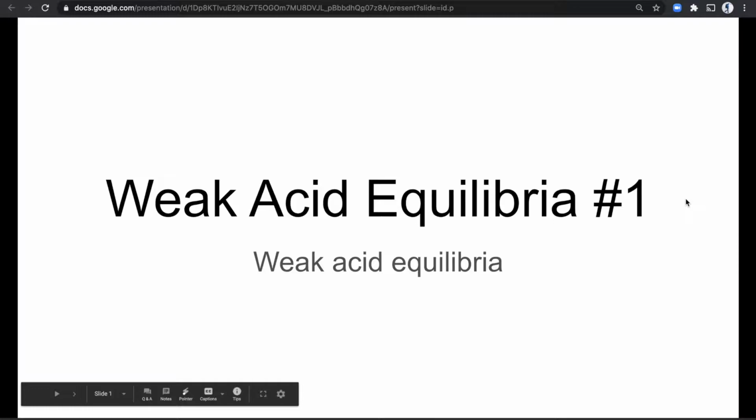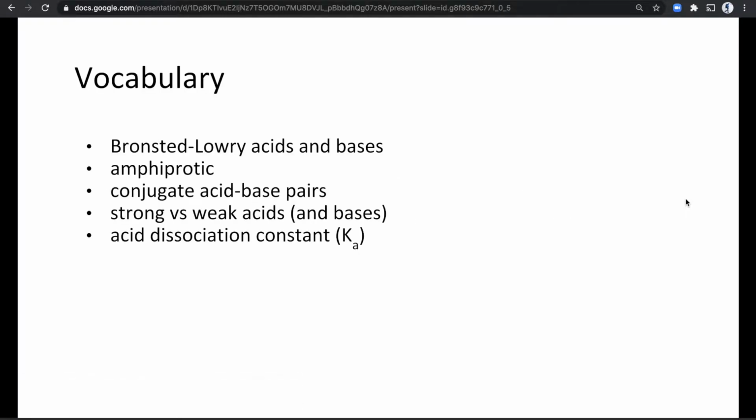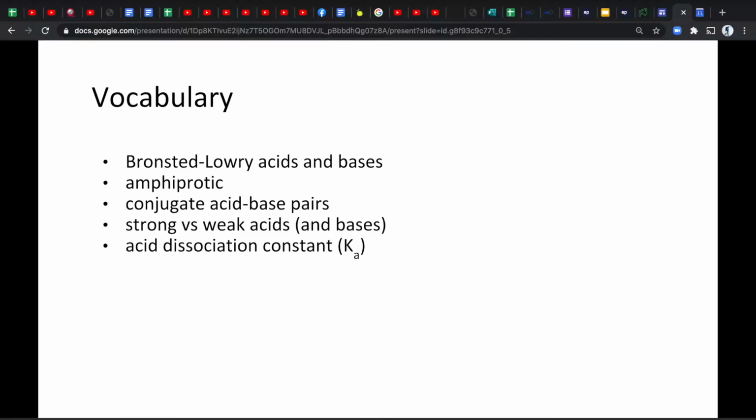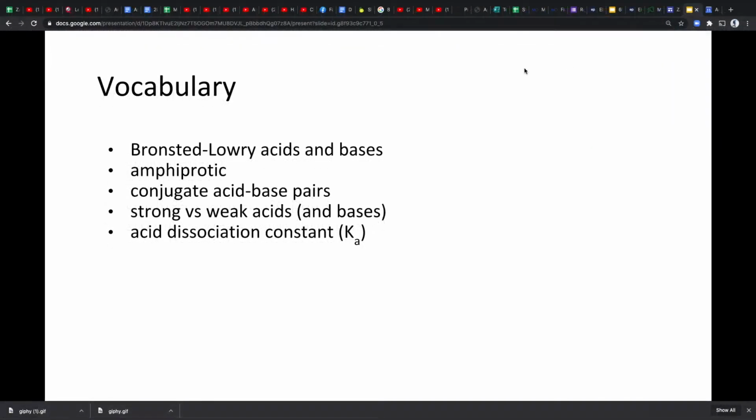Weak acids. There's some vocabulary we need to know. You might have recalled that I mentioned maybe at level 2 something called Bronsted-Lowry. The names aren't as important. So now that it's back up on the screen, you can actually see what I'm talking about.